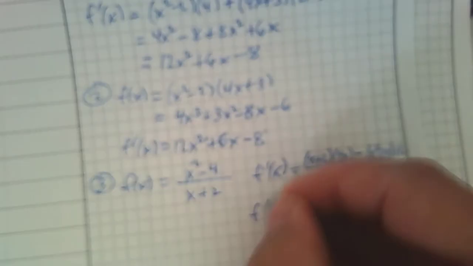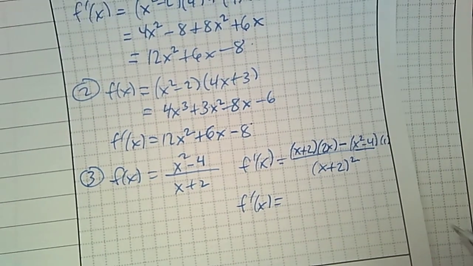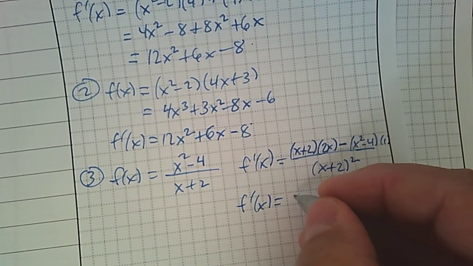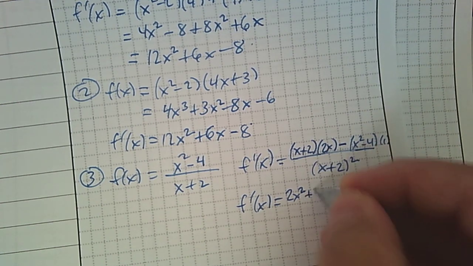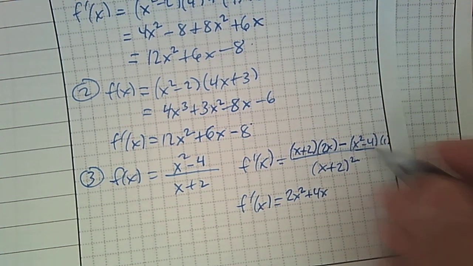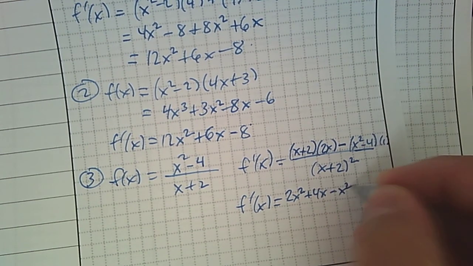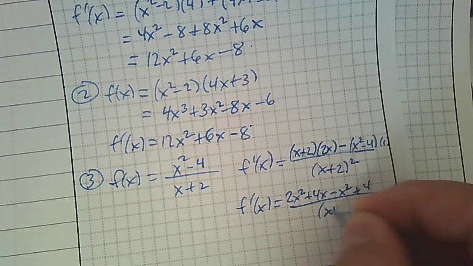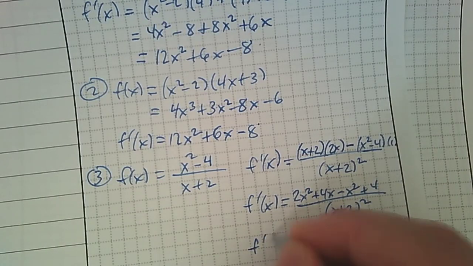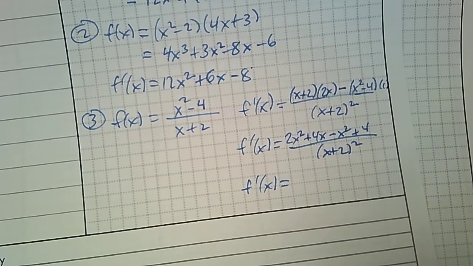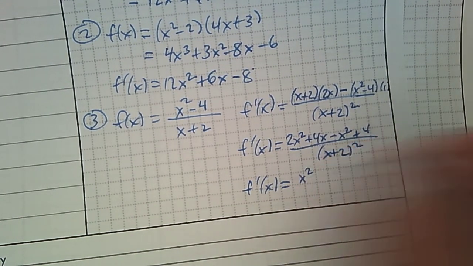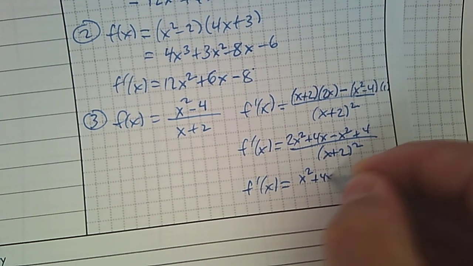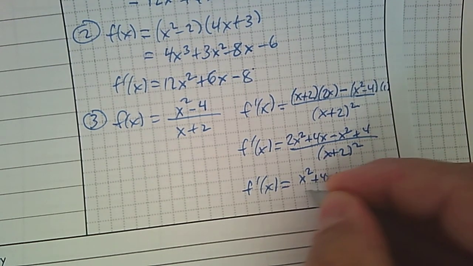Now, if I wanted to simplify this, it would be x times 2x, which is 2x squared. And then 2 times 2 is 4x. And then minus x squared, and then a negative and a negative make it plus 4. I'm going to keep simplifying this. I just want you to show it's going to be the same as number 4. 2x squared subtract x squared is 1x squared plus 4x plus 4.